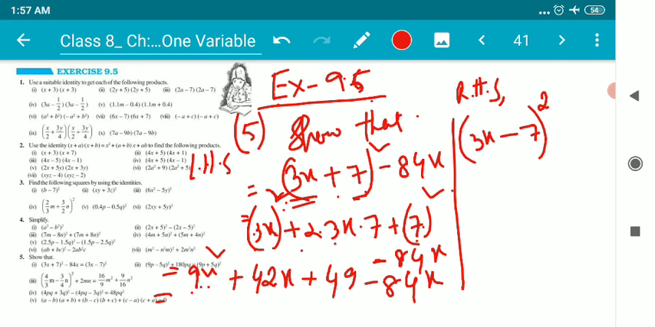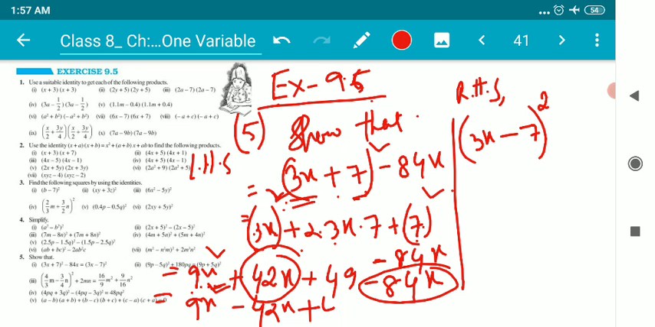Now children, 9x square will remain as it is. It doesn't have any like term, so it will remain as it is. 42x minus 84x results in minus 42x. Plus 49 does not have any like term, so it will remain as it is. So my left hand side is 9x square minus 42x plus 49.